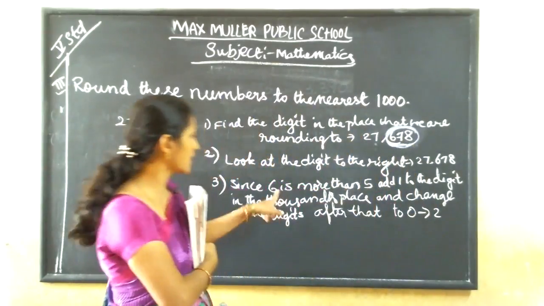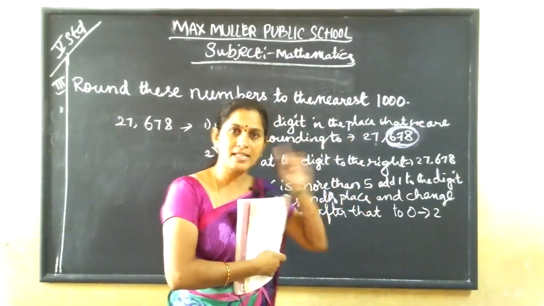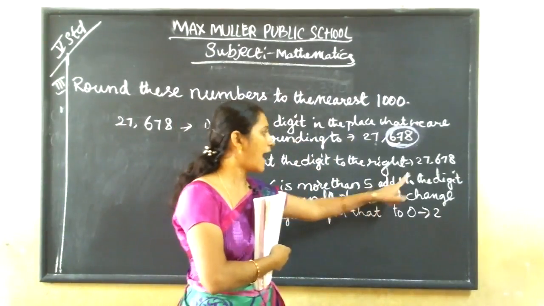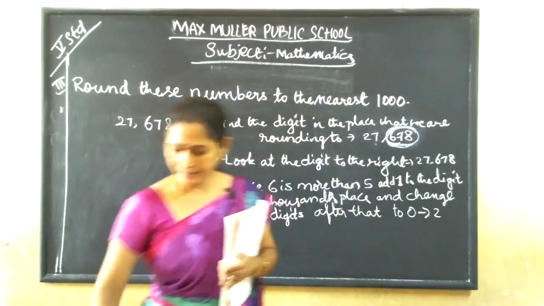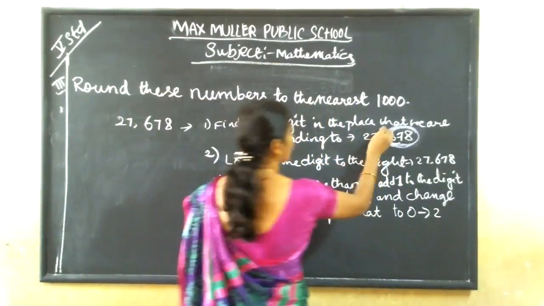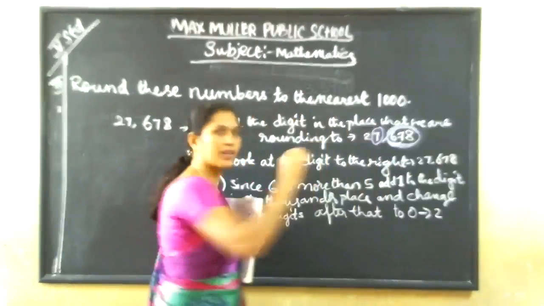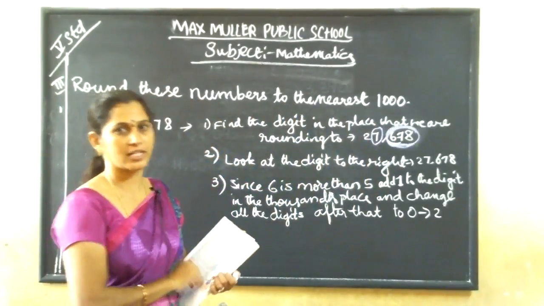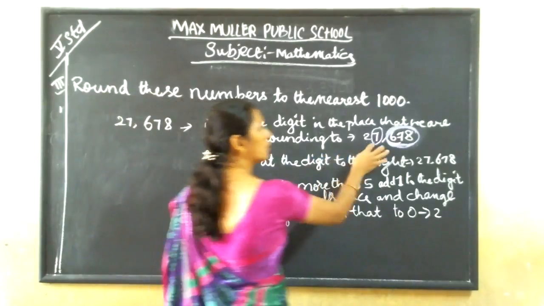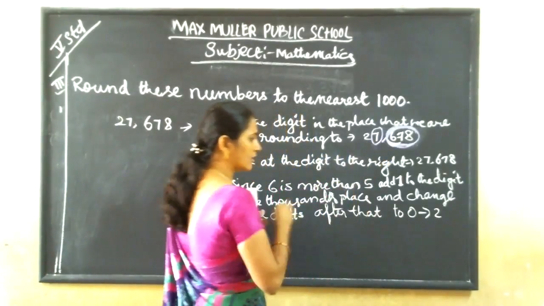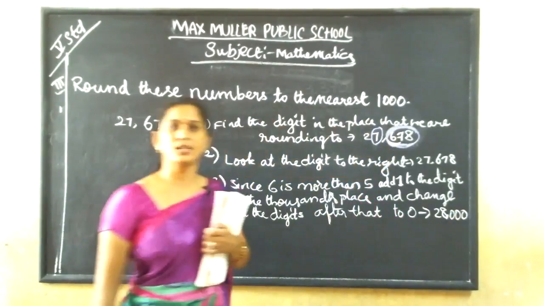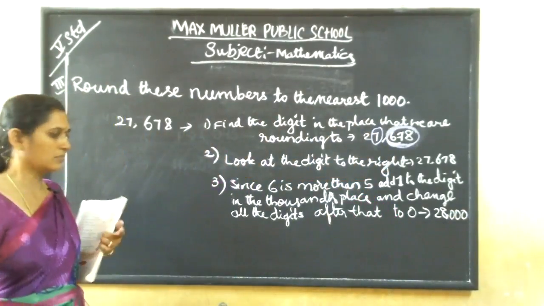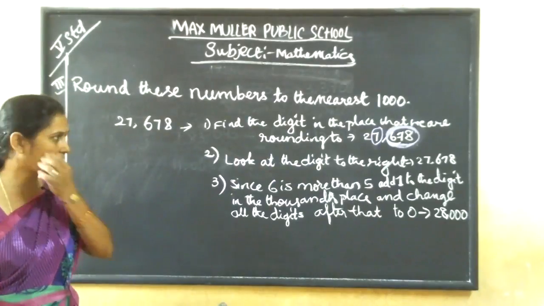Third step: 6 is more than 5. Since 6 is more than 5, add 1 to the digit in the thousands place. What is there in the thousands place? 7 is there. So for that we have to add 1, according to the textbook I am teaching. Add 1 to the number 7, then it will become 28,000. So the answer is 28,000. Same shortcut method only we are teaching now.